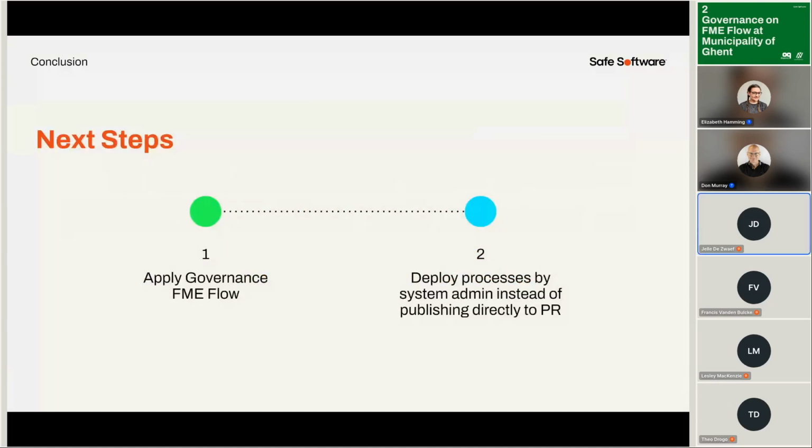The next steps: carefully plan and organize your FME Flow setup from the outset to avoid the need for later reorganization. So apply governance from the beginning, and deploy processes by system admin instead of publishing directly to production.